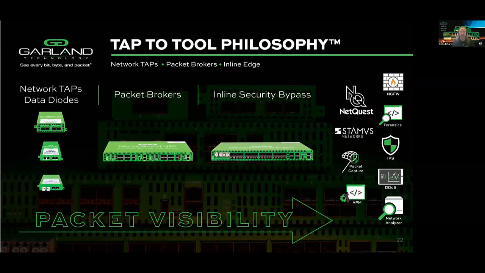So at Garland, one of the things that we really focus on is what we call the tap the tool philosophy. What we look at doing is finding ways to instrument your network so you can effectively get packet level data really anywhere in your network, depending on what type of security and monitoring tools you're trying to deploy. And do that in a non-intrusive way where we can get traffic, aggregate it together, and be able to deploy it to your security tools and monitoring tools.